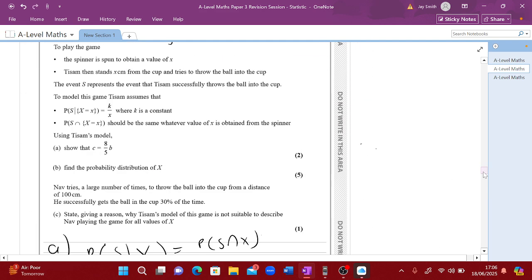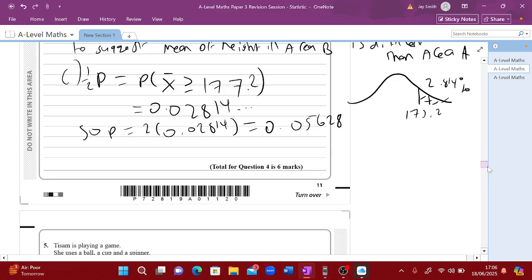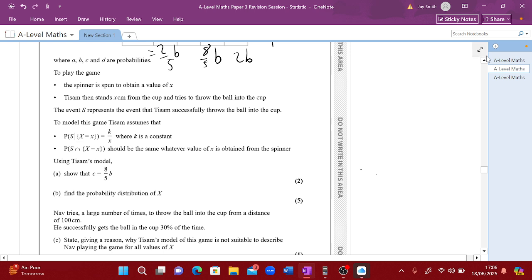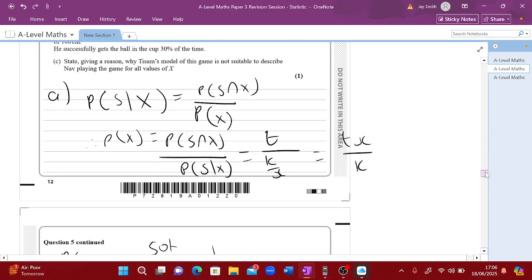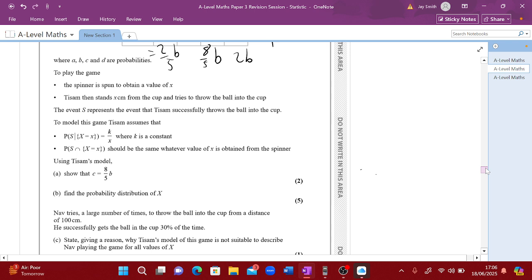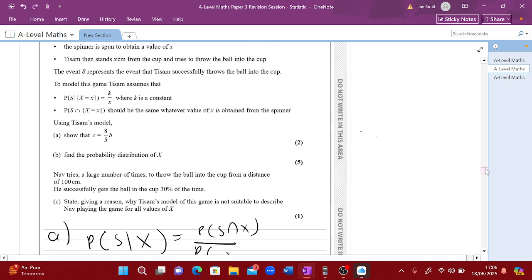Nav tries a larger number of times to throw the ball into a cup from a distance of 100. He successfully gets the ball in the cup 30% of the time. Okay. State a reason why T-Sam's model is not suitable. Okay, so for all values of x. So there's going to be some values of x then that we try from here. So, oh god, one of these 4 values here is not going to give us a sensible answer, most likely. That's which one we're going to test. We could test them all. Let's have a look.